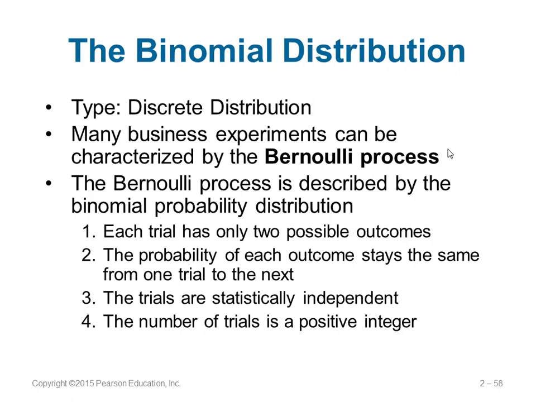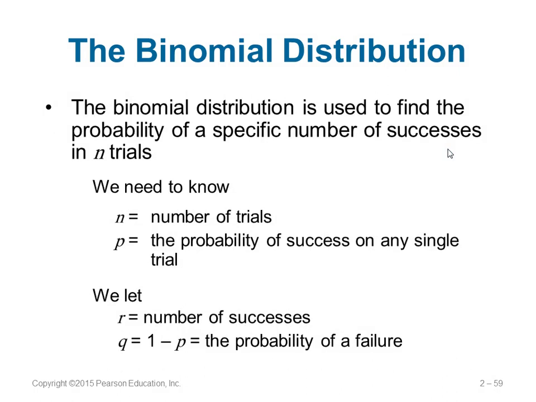For example, if the probability of head now is 0.5, and I do a trial after 10 minutes, the probability of head should still be 0.5. It cannot change. For every trial, the probability of getting an outcome should be the same. The trials are statistically independent. They are independent of one another. There is no dependency between the first trial and the second trial. The number of trials is a positive number, which we all know.